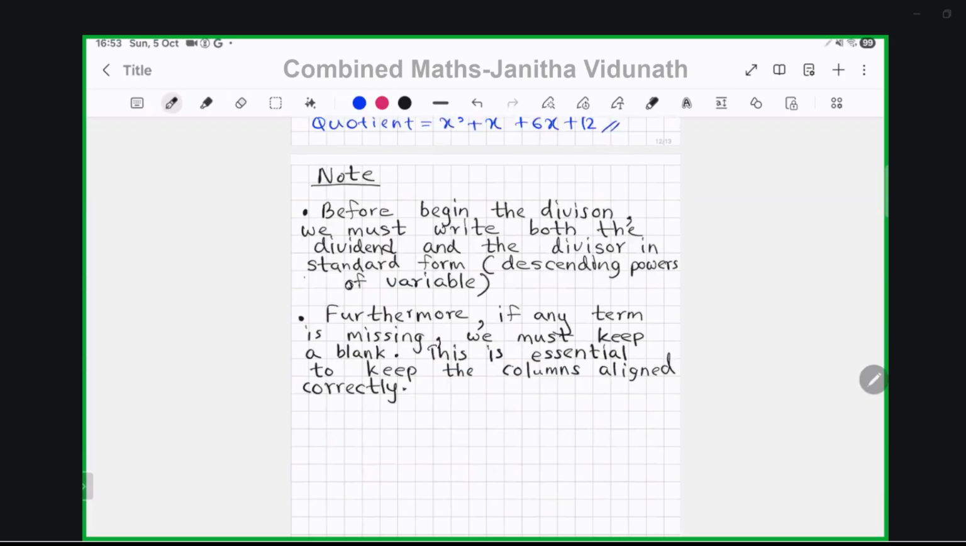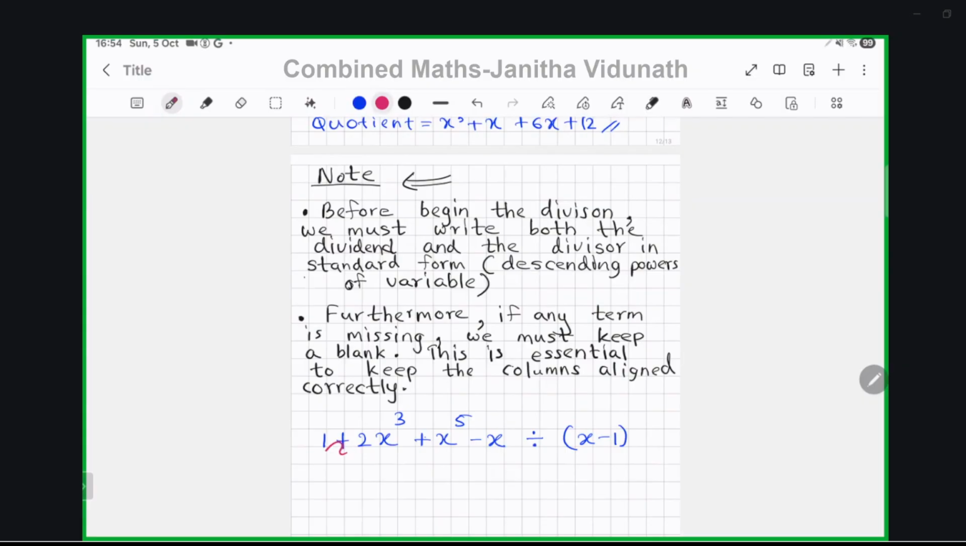Okay. Now I will explain what is in our important note. This is a very important note. Now I will explain those with an example. Let's say we are given a question like 1 plus 2x cube plus x to the power 5 minus x. We need to divide by x minus 1.